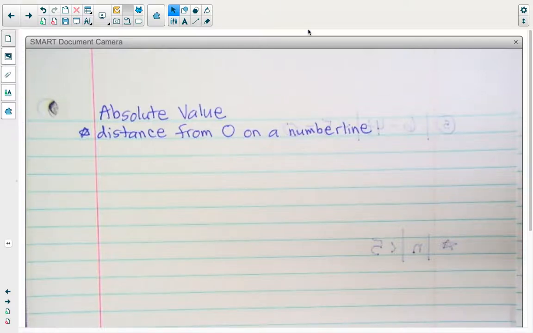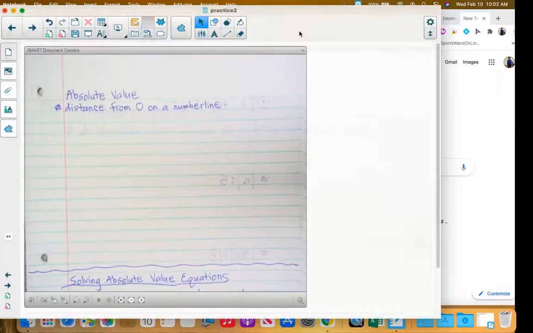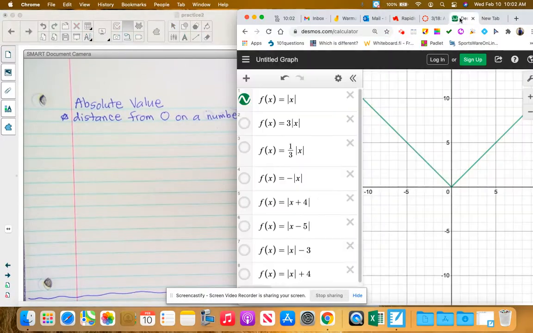Good morning. Today and tomorrow we're going to be taking a look at absolute value. Absolute value is the distance from zero on a number line. So today we're going to take a look at what the graph looks like, talk about domain and range, look at transformations, and then tomorrow I will show you how to solve an absolute value equation. So absolute value is the distance from zero on a number line. So let's go ahead and jump into what it looks like in Desmos.